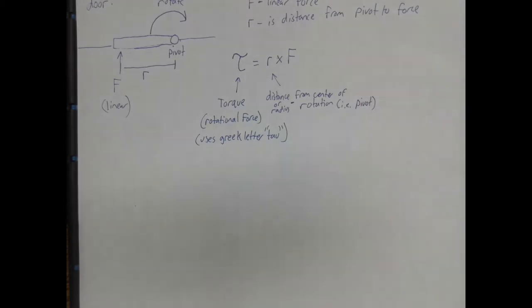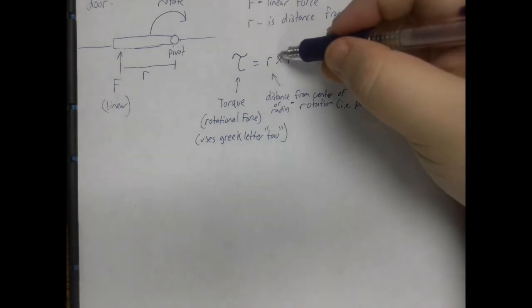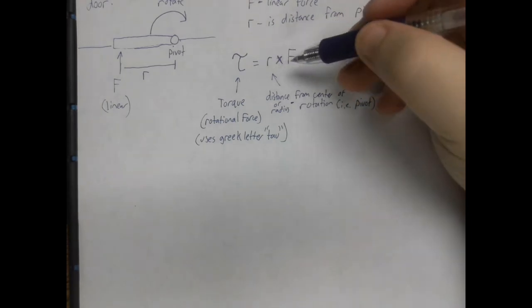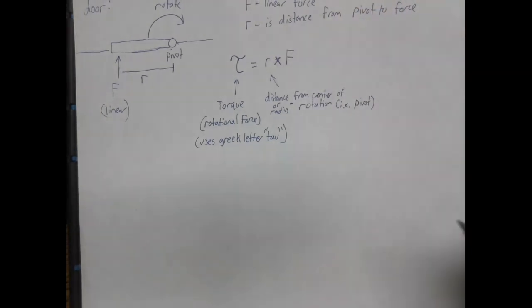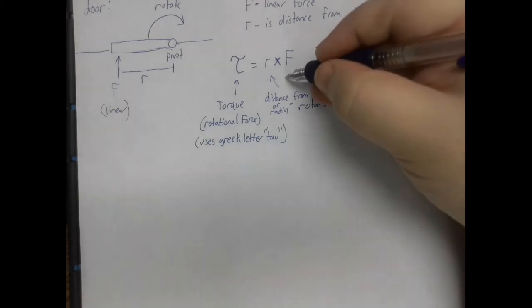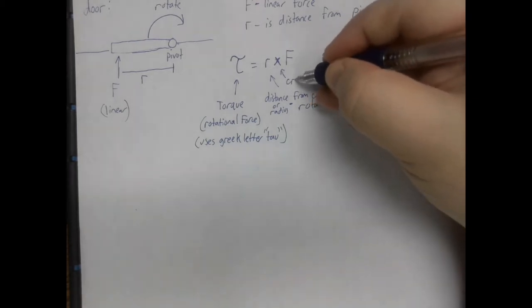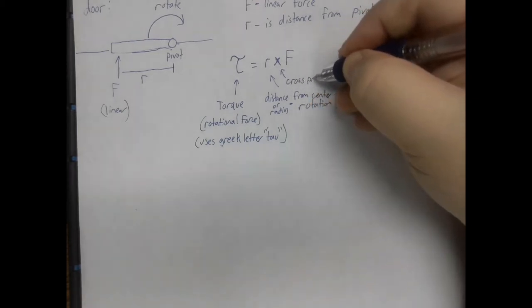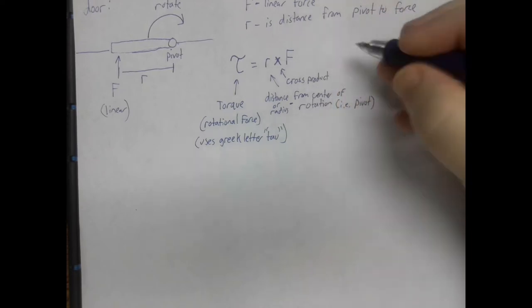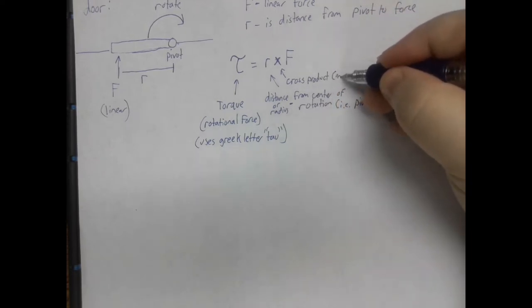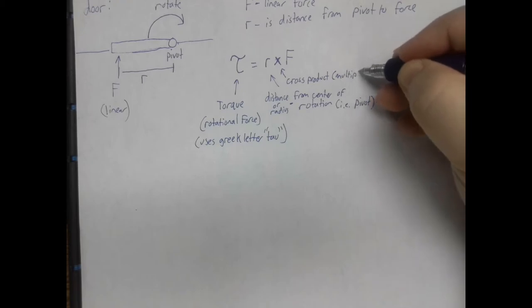Note, what do you think this symbol right here is? No, but your intuition's right. It's a type of multiplication. It's called a cross product. Multiplication with vectors.